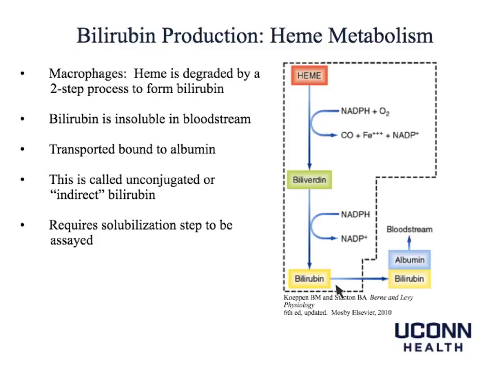and bilirubin is released into the bloodstream where it's not soluble in the aqueous medium, so it has to be bound and transported to albumin, much in the same way that fatty acids bind to albumin for transport. This form of bilirubin is called unconjugated or indirect bilirubin. It's called indirect because it requires a solubilization step in order to be assayed.